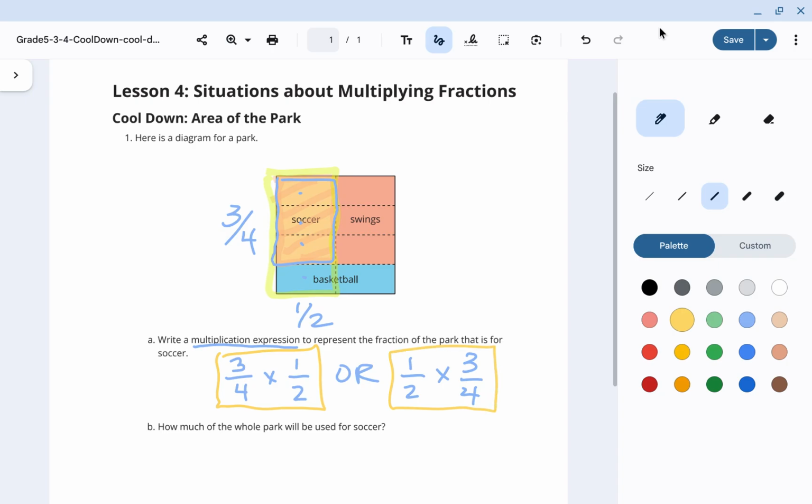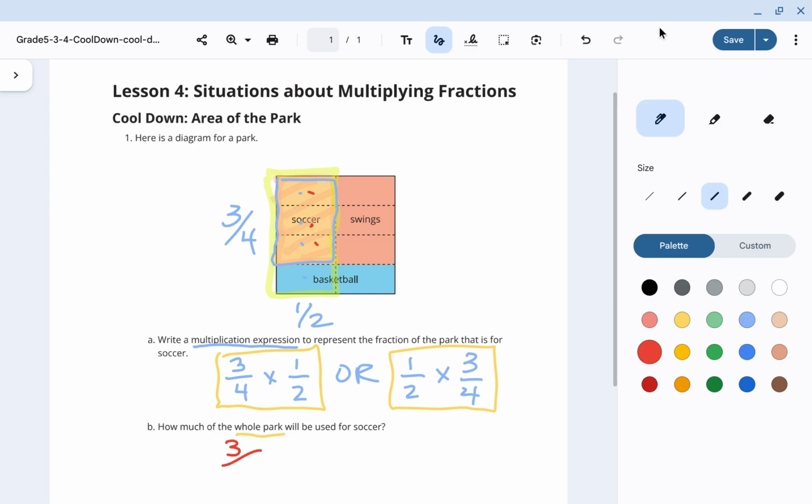Now B is asking us something different, right? In A, we zeroed in on the left half of the park. But in B, it is saying how much of the whole park is used for soccer. That's a different question. I'm still going to use that idea that soccer is 3 rectangles of the park. But how many rectangles are in the entire park, not just in the left half?